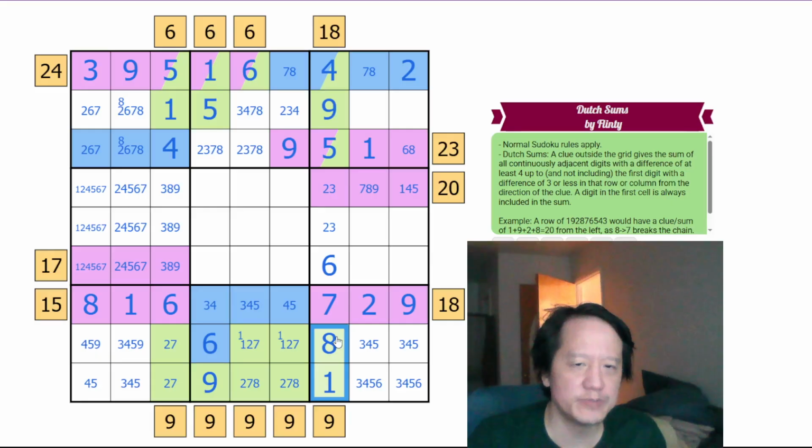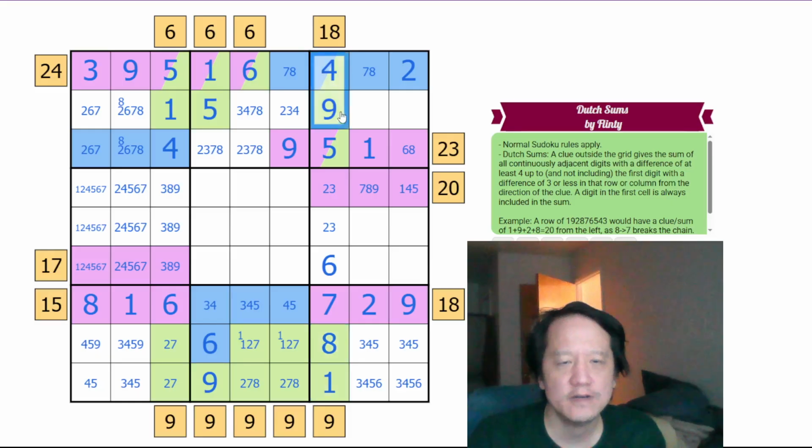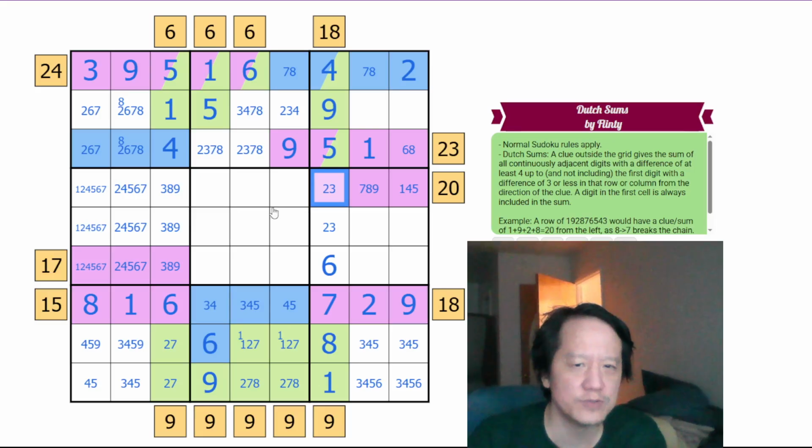1 and 8 add up to 9. 7 and 8 have a difference of 1, so these two are the sum. 4, 9, 5 adds up to 18. Difference of 2 and 3, that's fine. This can no longer be 3, 9, or it cannot be 3, 9, and 8 to add up to 20. So therefore, we must include this as part of the sum.